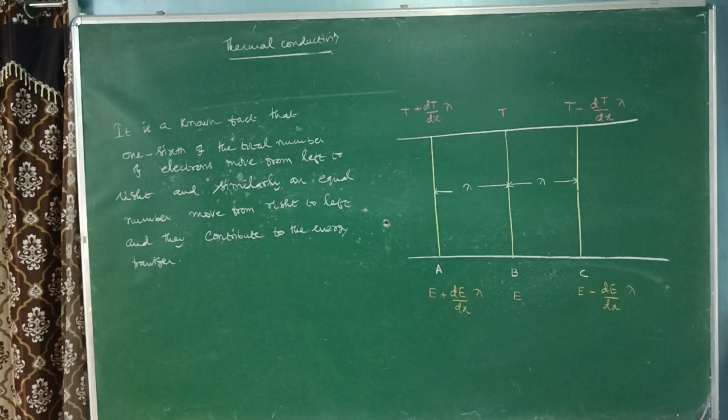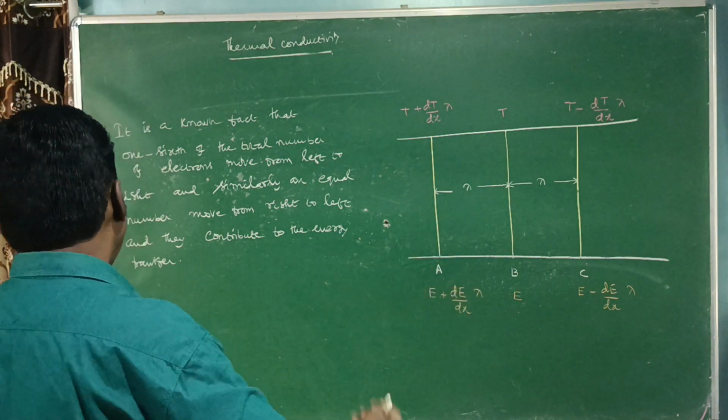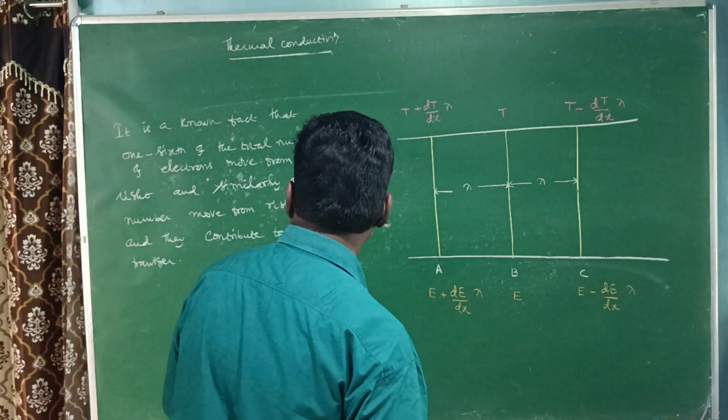It is a known fact that 1/6 of the total number of electrons move from left to right, and similarly an equal number move from right to left, and they contribute to energy transfer. On the basis of energy momentum, six-dimensional space, we have made our assumption that only 1/6 of the total number of electrons move from left to right, and similarly an equal number move from right to left, and they contribute to the energy transfer.